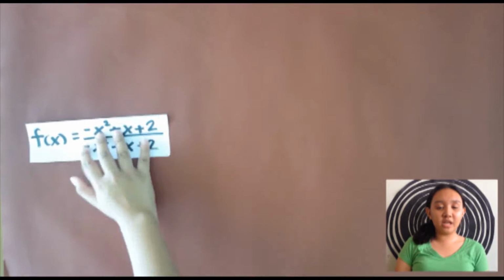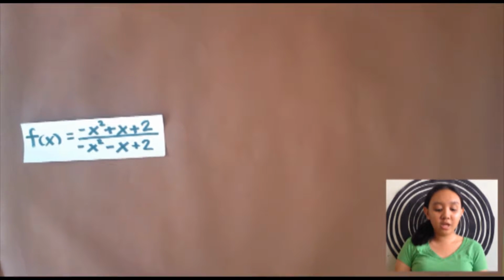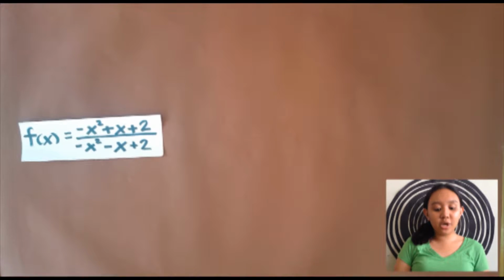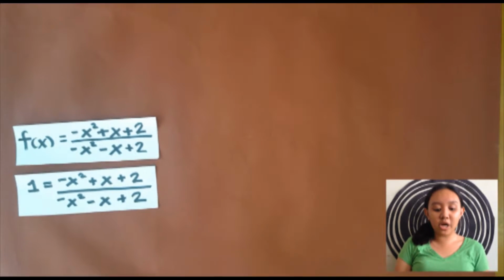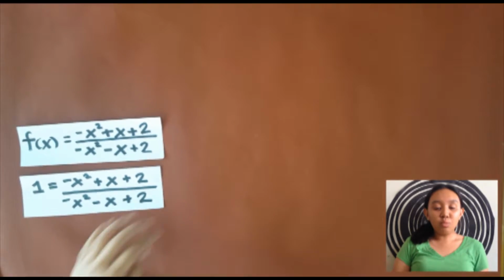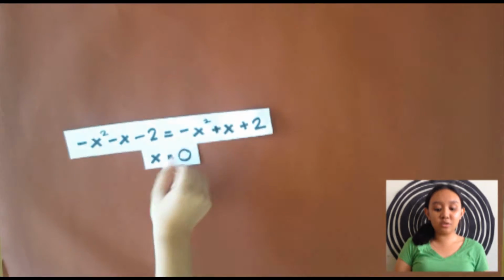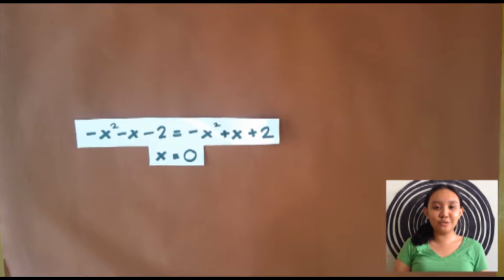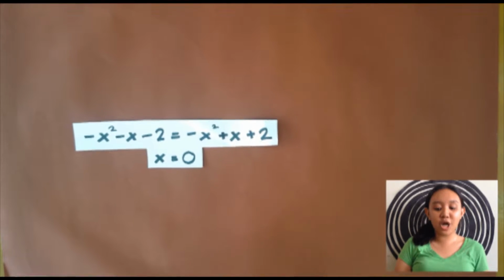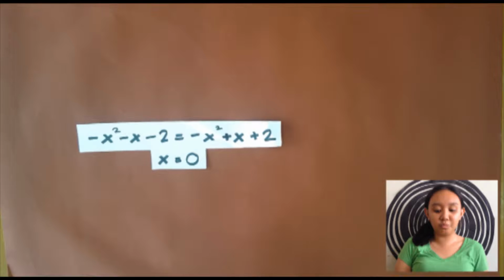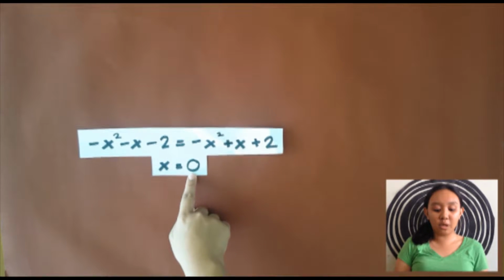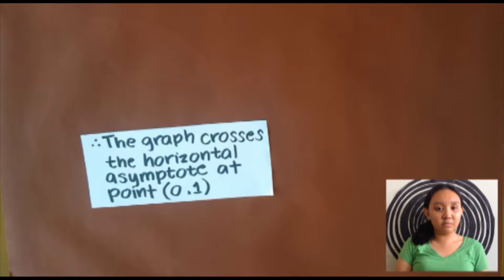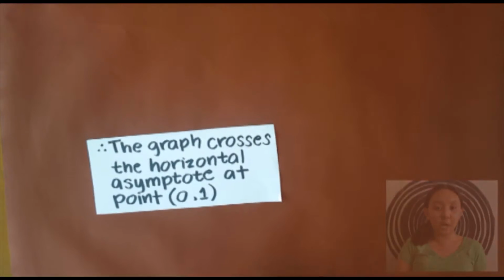The function given has an exception. In order to get the exception, we equate the horizontal asymptote y equals 1 to the equation. We now have negative x squared minus 2 plus 2 equals negative x squared plus x plus 2. Combine similar terms, and it will result to x equals 0. The graph crosses the horizontal asymptote at the point 0, 1.